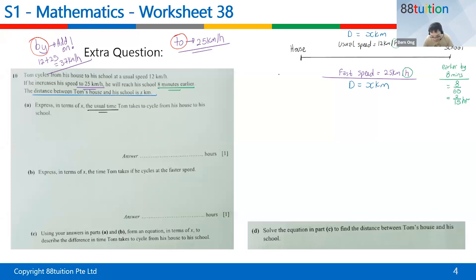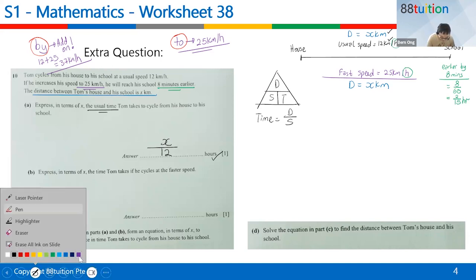Usual time. So remember your magical triangle? Your magical triangle of DST. Don't suck thumb. So the time is equal to what? Time is equal to distance over speed. So we are looking for the usual. So the distance is X over the speed of 12. So kilometer, you measure with kilometer, you get hours. Very good.